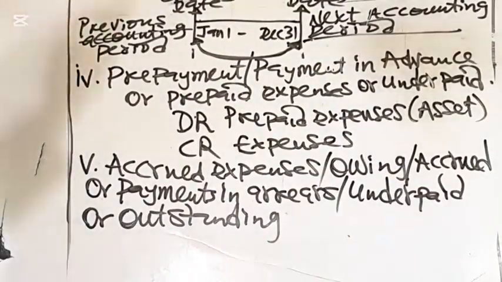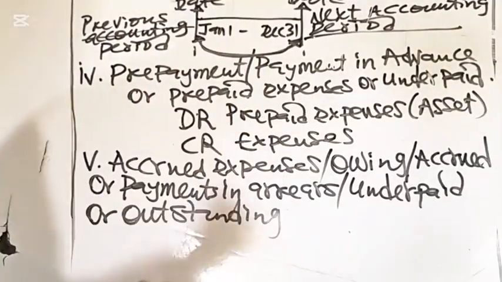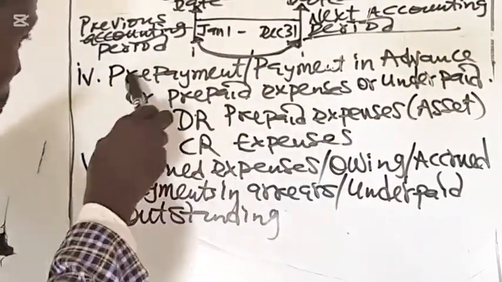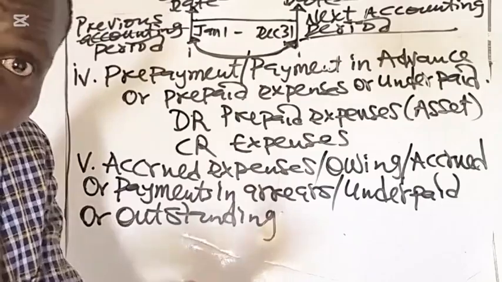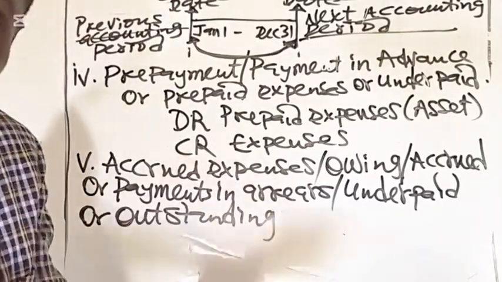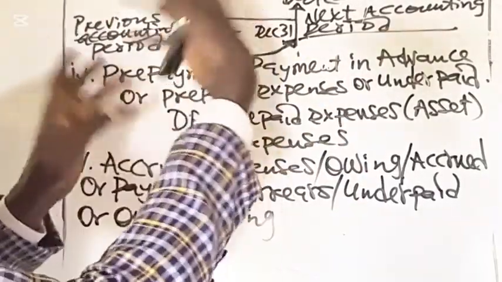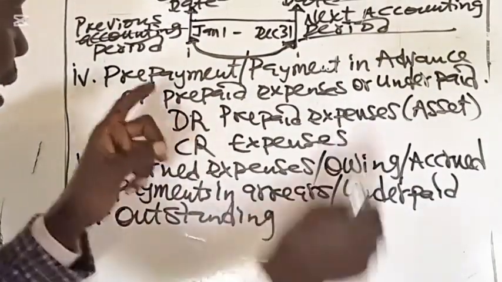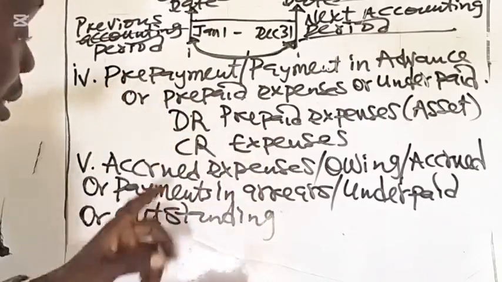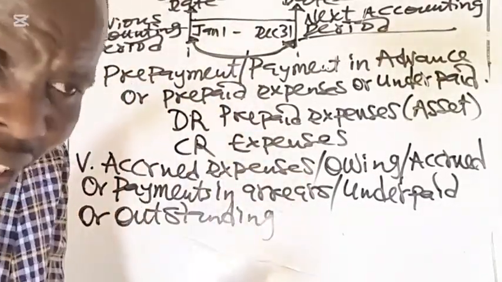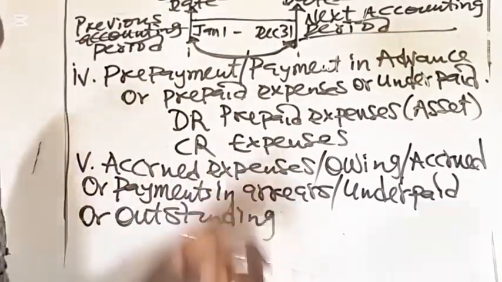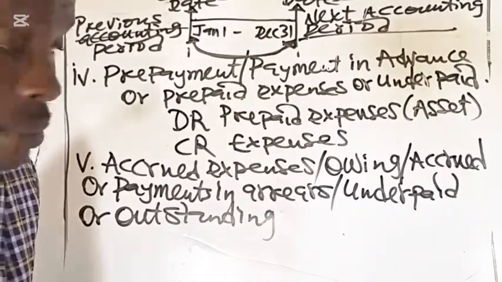A service has been enjoyed this time around. That is the opposite of prepayment. You have enjoyed that service. The person has rendered that service for you, but you've not paid the person. That payment relates to this current period, but it has not yet been paid. So that is why we refer to that as an accrued expense.